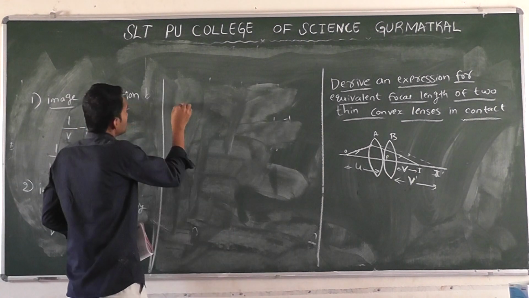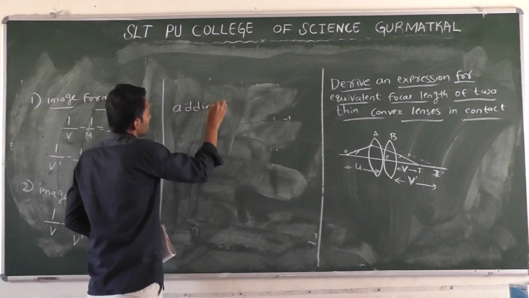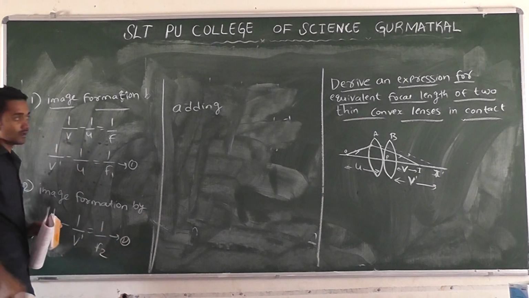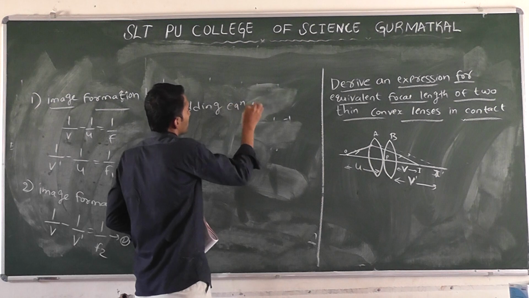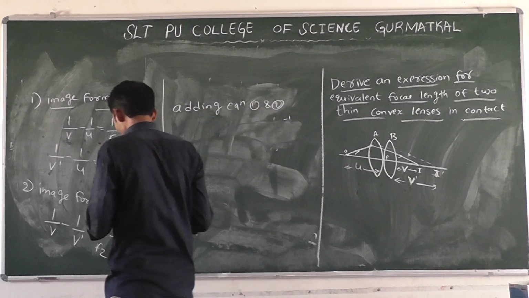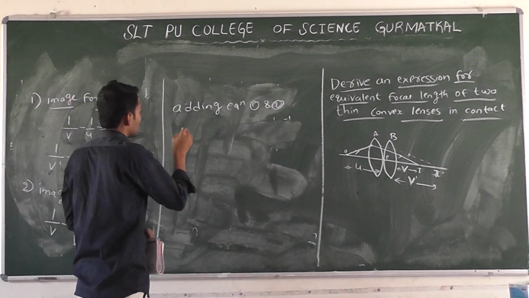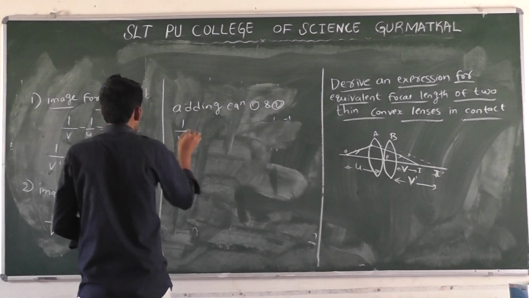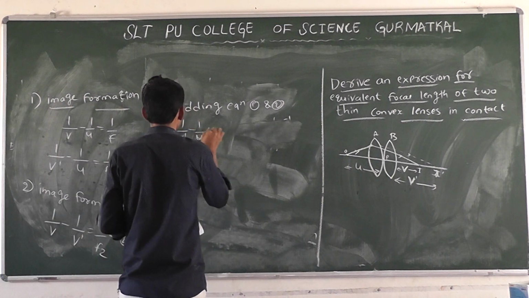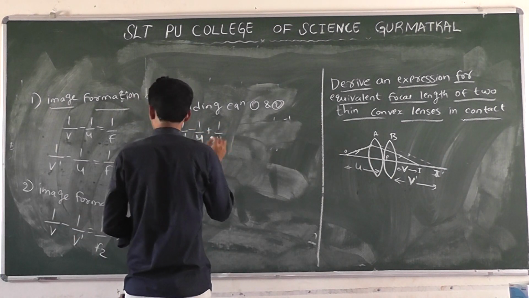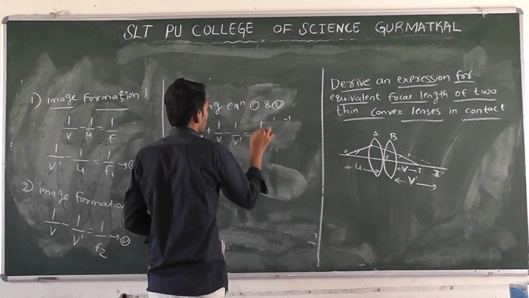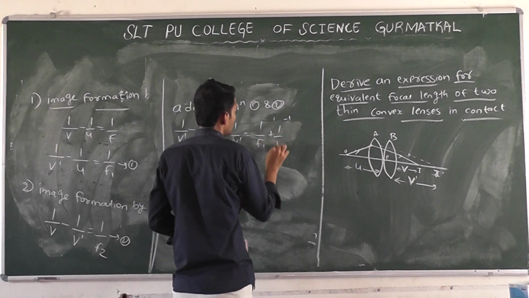Next, adding. So which is equation 1? This is equation 1, this is equation 2. So adding equation 1 and 2. Equation 1: 1 by v dash minus 1 by u. Adding equation 2, right part: 1 by v minus 1 by v dash. Next, 1 by f1 plus 1 by f2.